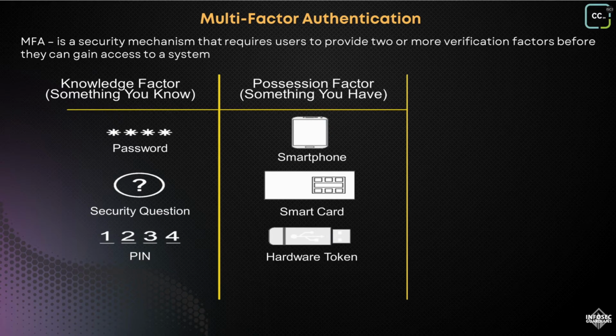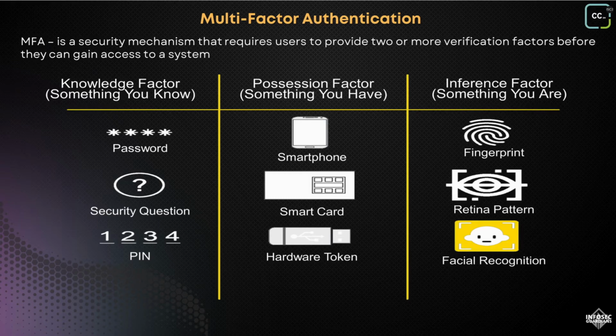This could be a physical token, a smart card, or a mobile device. For instance, after entering your password, you might be prompted to enter a one-time code sent to your phone. The third factor is the inference factor, also known as something you are. This refers to biometrics, such as a fingerprint, facial recognition, or an iris scan. It's based on a physical characteristic unique to the user.